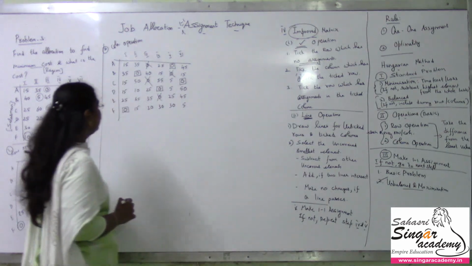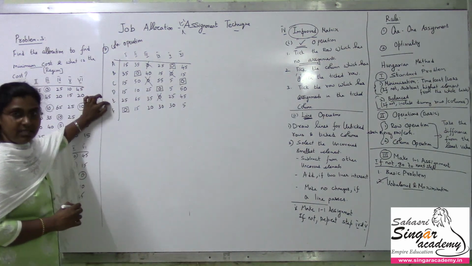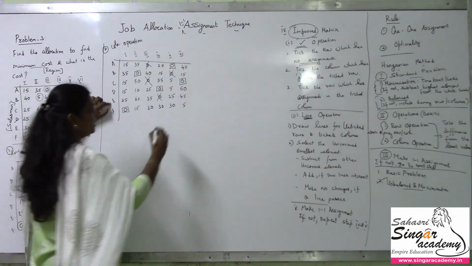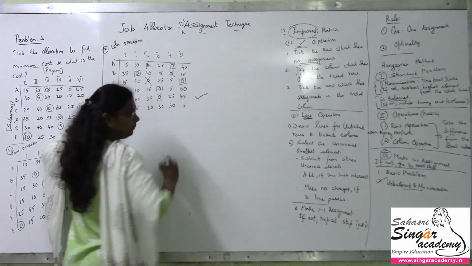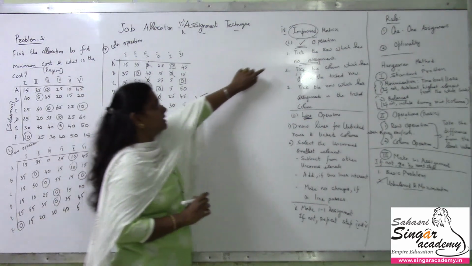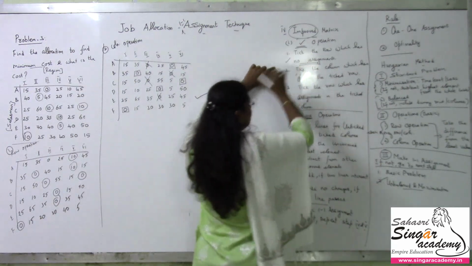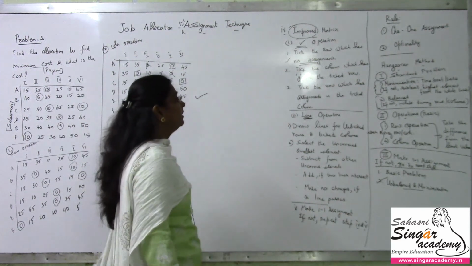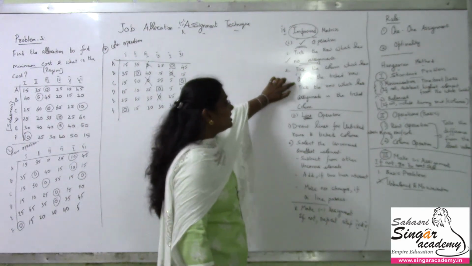So if you check here, I find each row, that is salesperson E is not assigned. So tick the row which has no assignments. கொஞ்சம் கேர்ஃபுல்லா பாருங்க. Okay, this step is done. Next, tick the column which has zeros in the ticked row.